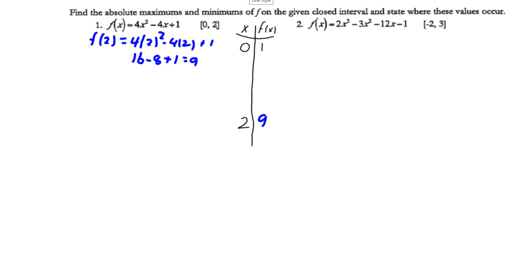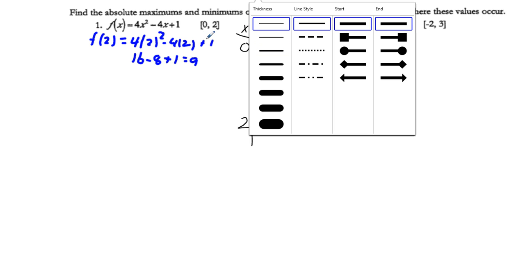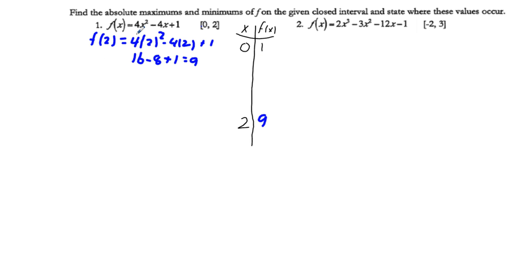So next, we're going to find the critical numbers. Critical numbers, what do we do to find that? Well, we're going to find f prime of x, and that's going to be equal to 8x minus 4. Our critical numbers are where the derivative is either equal to 0 or undefined. In this case, we don't have an undefined. We say, okay, 8x minus 4.